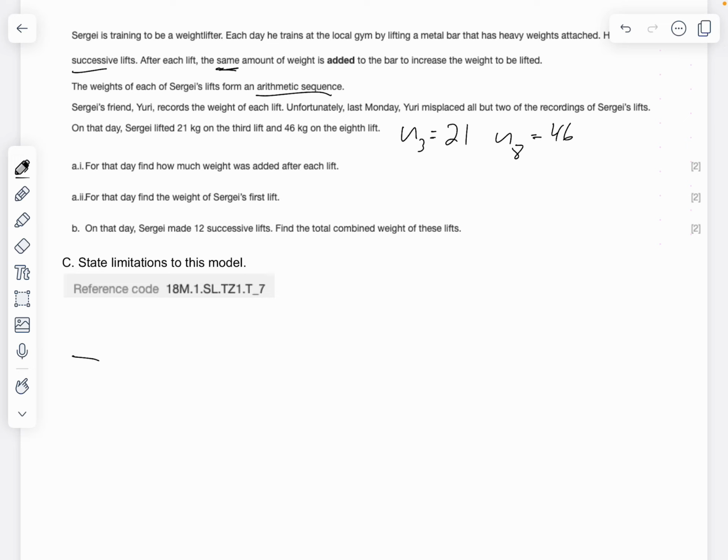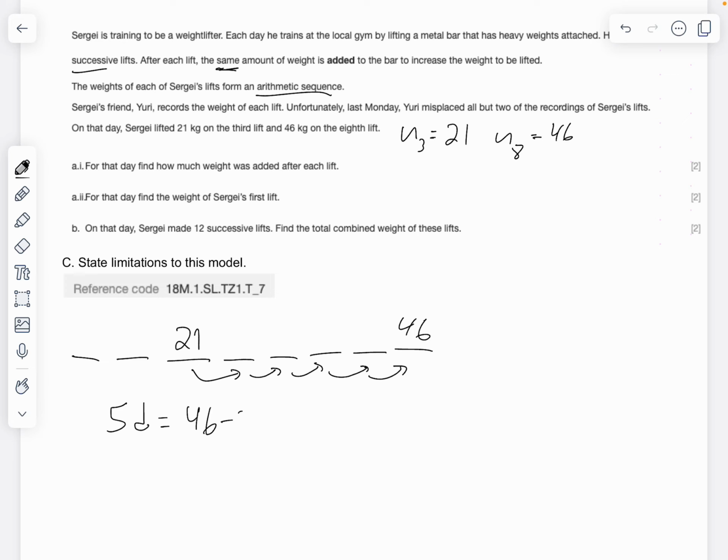So I'm going to say we have U1, U2, U3 is 21, U4, U5, U6, U7, and the eighth lift is 46. You don't have to use this. There are shortcuts you can use in formulas, but I think this just makes a lot of sense. So what I know here is that to get from 21 to 46, we have to add D once, twice, 3 times, 4 times, 5 times. So 5D is going to be equal to 46 minus 21, which is 25. That means D is 5.